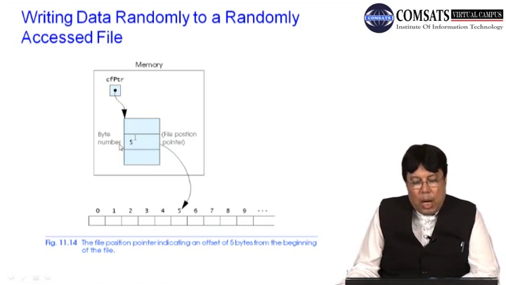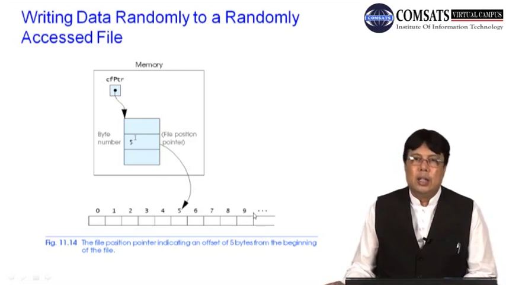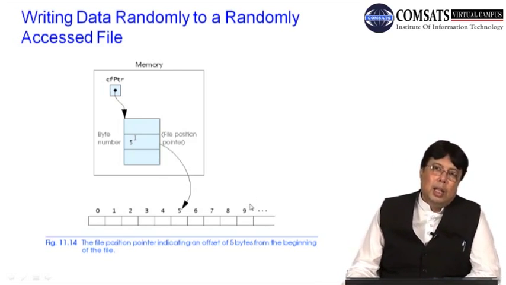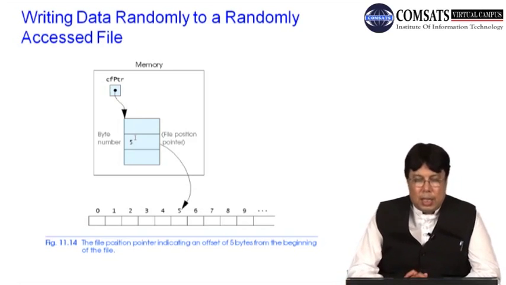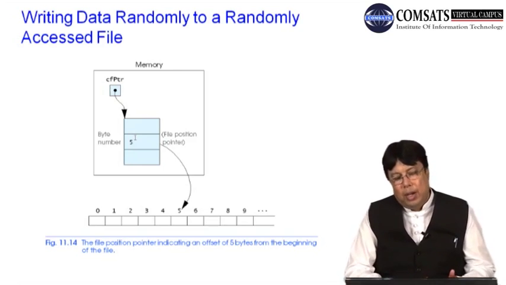That means the pointer points to that particular record. And you can see that this box is of equal size. Similarly, these boxes are all of equal size. And we said that this random access file contains a fixed number of bytes, meaning the same size for every record.